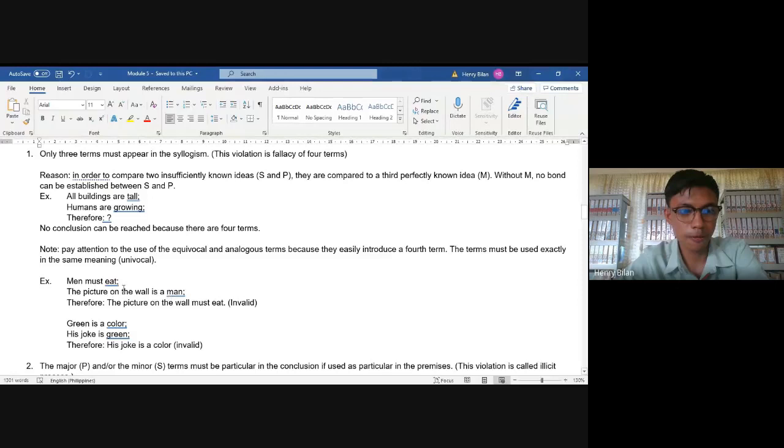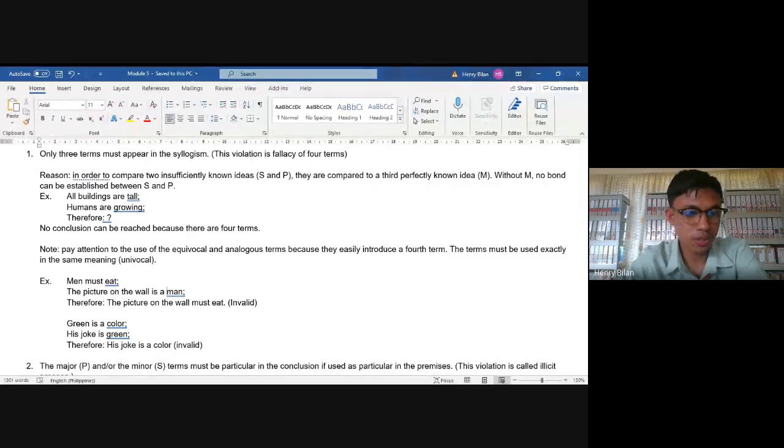Ang term, one. Una yan, men. Two. Three. And four. So we have four terms. Thus, it violates this rule. Na tatlong terms lang dapat. Okay?